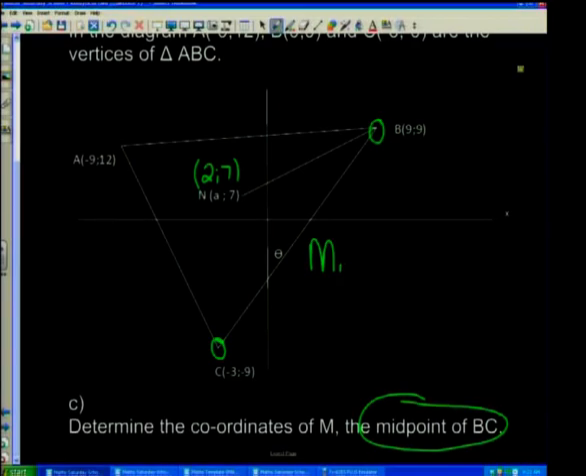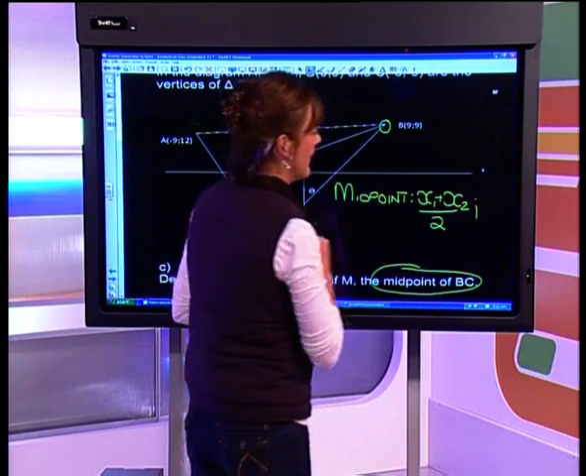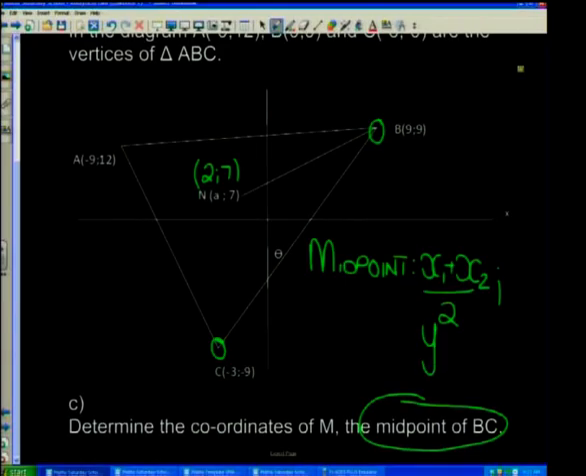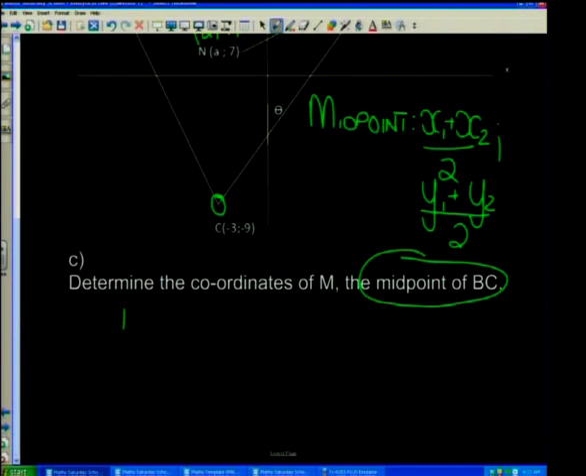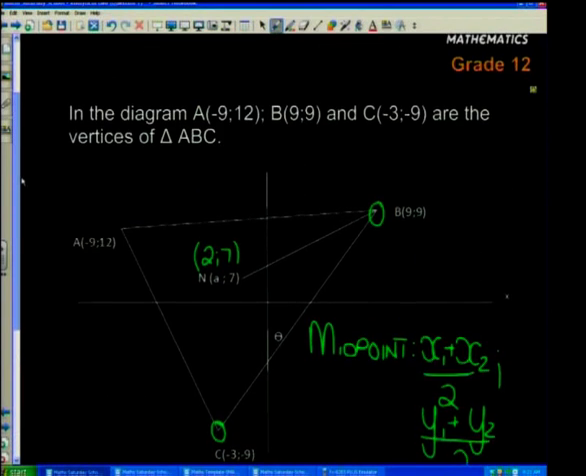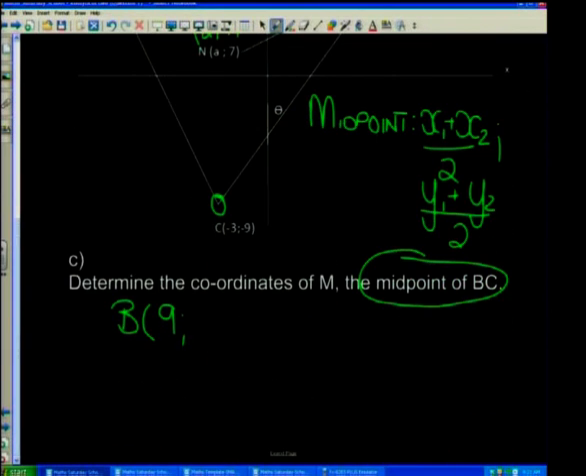Right, let's see, midpoint, the way we work it out is we take x1, we add x2 and we divide by 2, that's to find the x coordinate. And to find the y coordinate, we take y1 plus y2, and again we divide it by 2. Okay, so let's set ourselves up here quickly. Let's write the coordinates. The coordinate of point B is 9 and 9. The coordinates of point C is -3 and -9.